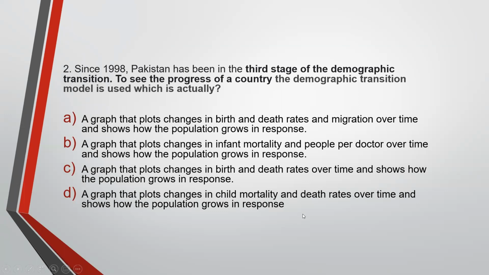The answer is E. This was a catch. Actually, whenever we are giving a graphical representation of this whole demographic transition process, only two variables are shown, births and deaths.